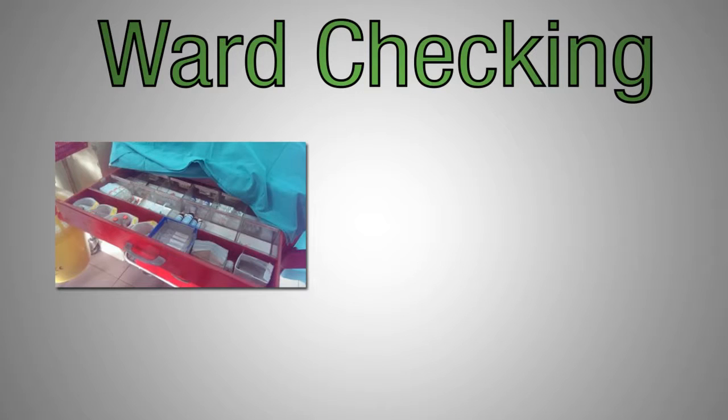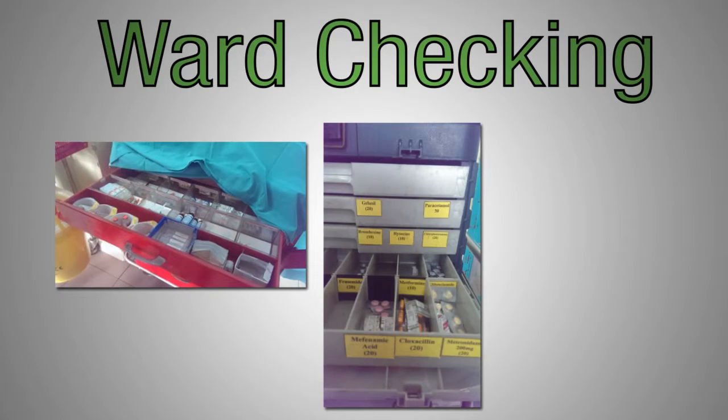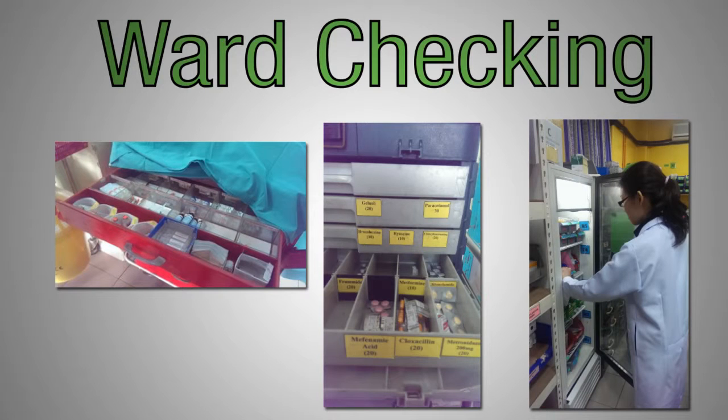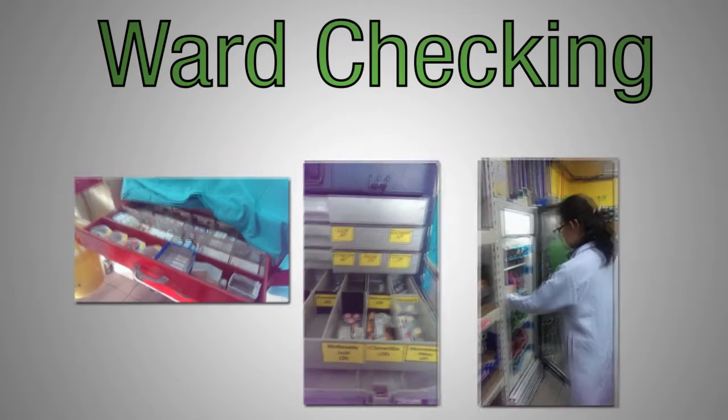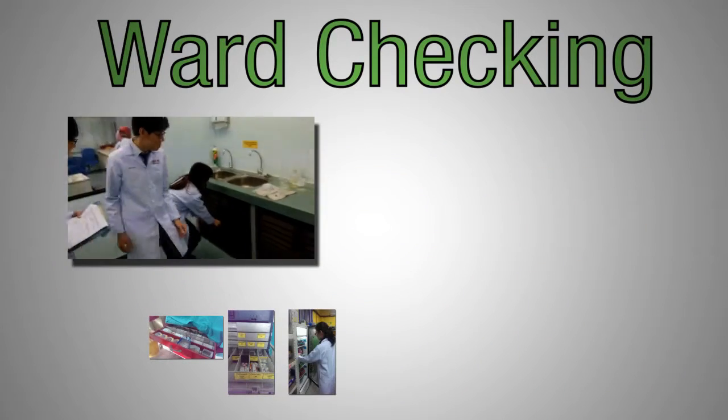After informing the sister about the ward checking, the pharmacist would now proceed with their ward checking. So, where would they check? Well, of course, firstly, the pharmacist would check the emergency trolley, floor stock, and fridge. They would also check records and legal documents pertaining to stocks, dangerous drugs, and psychotropic drugs.